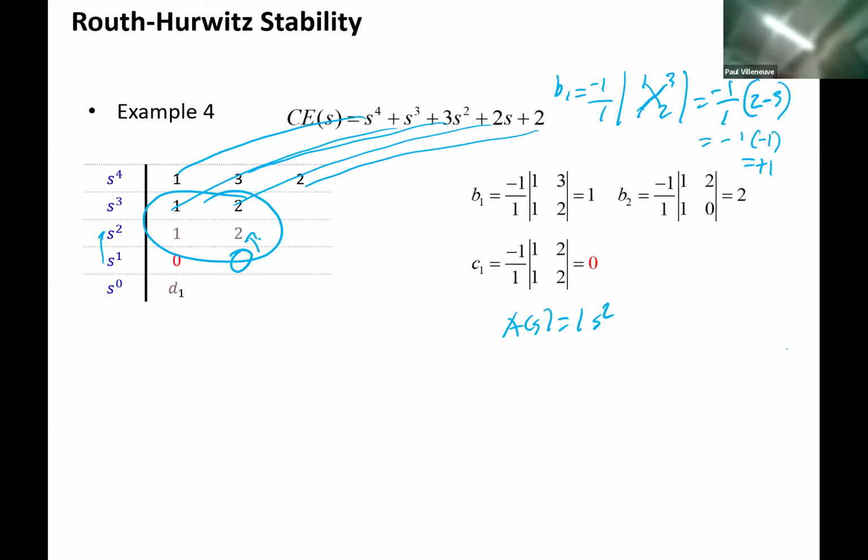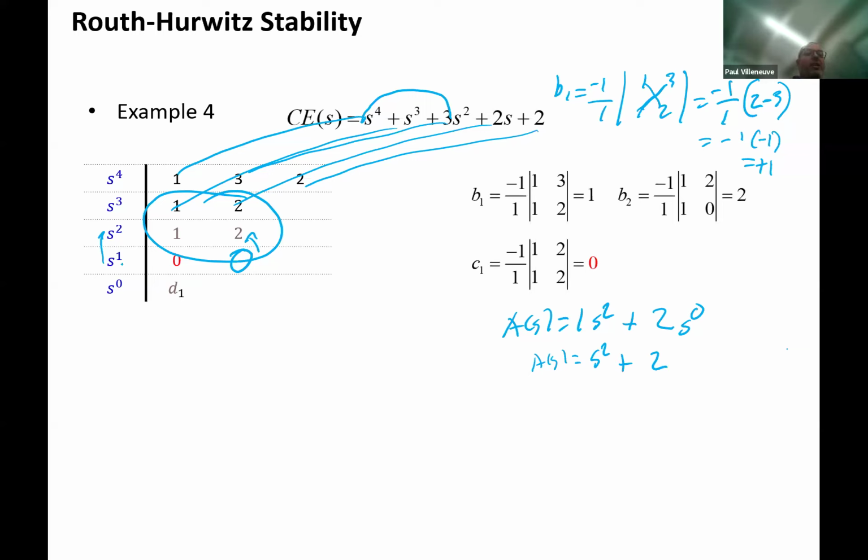Well, remember when we did the Routh-Hurwitz method? We grabbed this one, and then we skipped. And then we grabbed that one, and then we skipped. So we're skipping the s^1 coefficient, and this is 2 times s^0. Everybody understand that? That's really important. This is not s to the 1, it's s to the 0. So my auxiliary equation is equal to s squared plus 2.